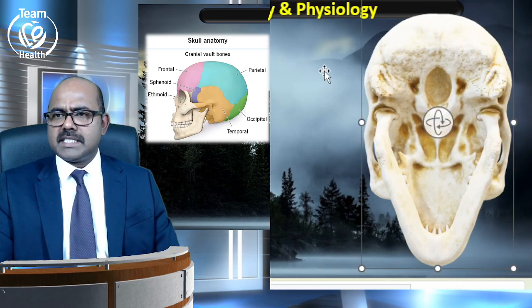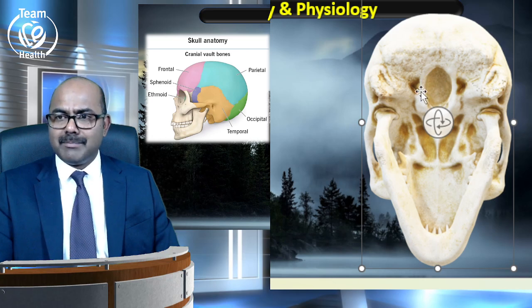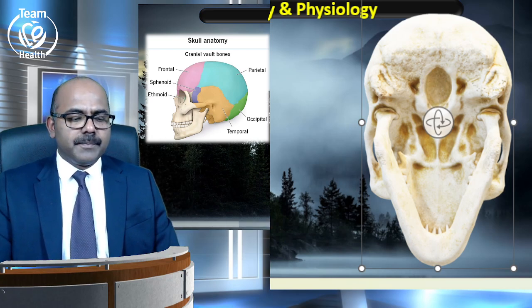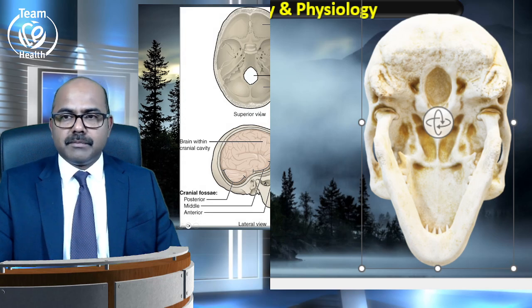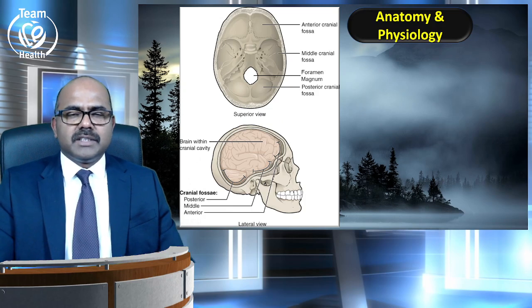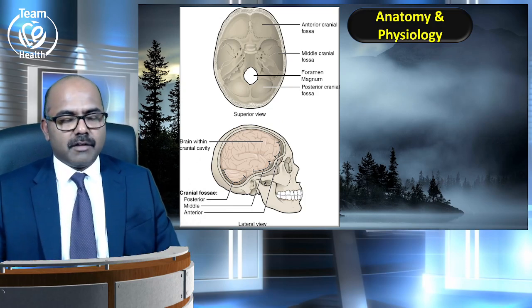And at the base of the skull you have a hole called the foramen magnum, and the foramen magnum is the hole for your spinal cord. Through the foramen magnum the spinal cord comes out to your vertebrae. So that's the basic anatomy of your skull.